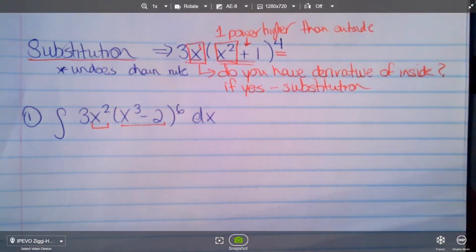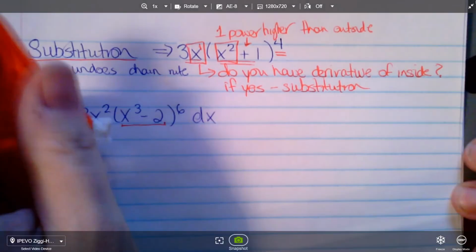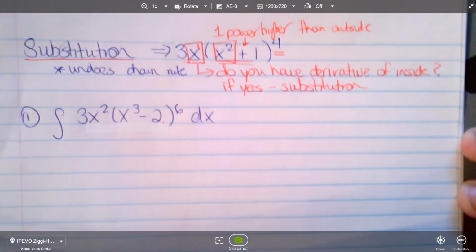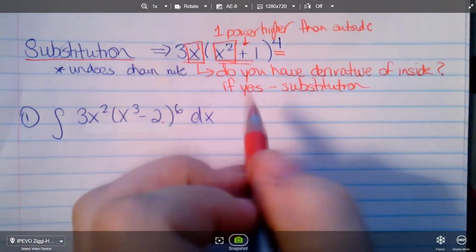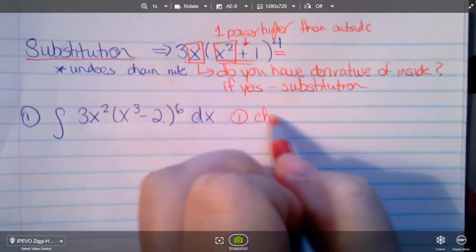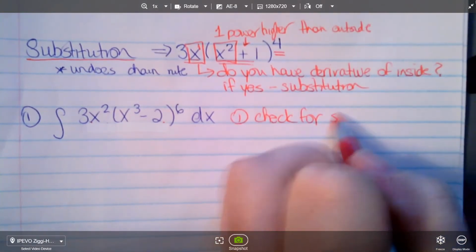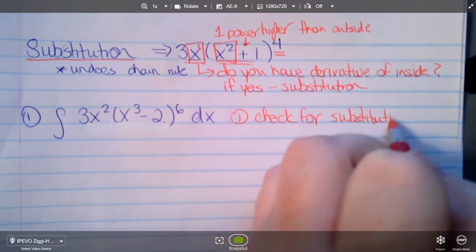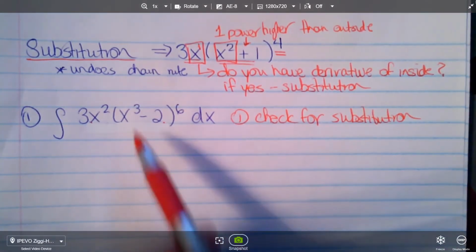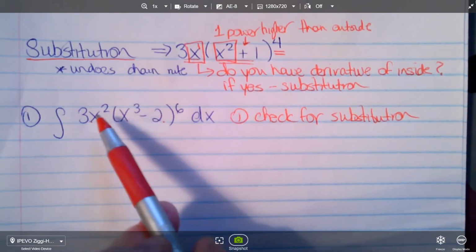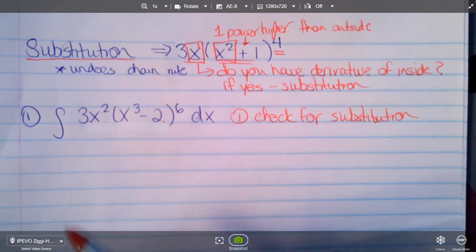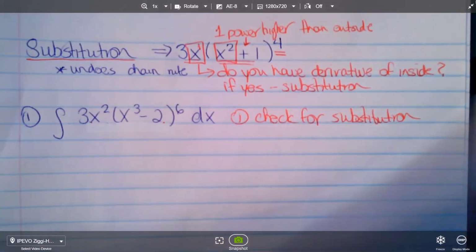Alright, so here we go. There are a couple of steps of substitution. It does take a little bit longer than the ones you've done so far, but it is very systematic, very step by step, and if you follow the same steps over and over, they all go pretty smoothly. First thing is do what I just did: check for substitution. Check the power on the inside and anything on the outside. Is this higher by 1 than what's on the outside? And it is, so that's good.